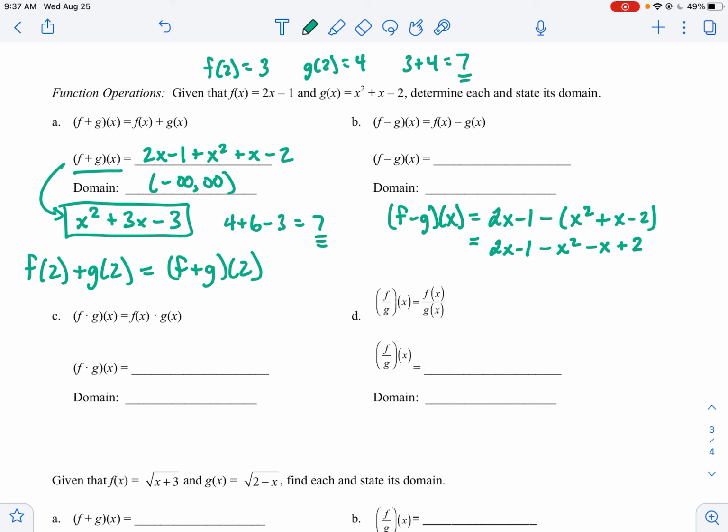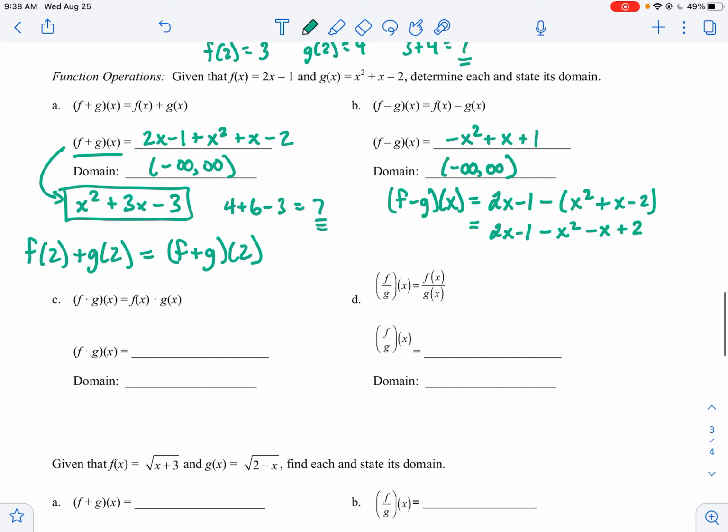So we just have to be careful of the distribution. That's really the only thing there, okay? So what's that going to be? Negative x squared, if I write it in descending order. 2x minus x, so that's plus x, and then negative 1 plus 2 would just be plus 1. And again, both of those functions have domains of all reals, so therefore the domain of the difference, the subtraction of the two, is still going to just be all reals.